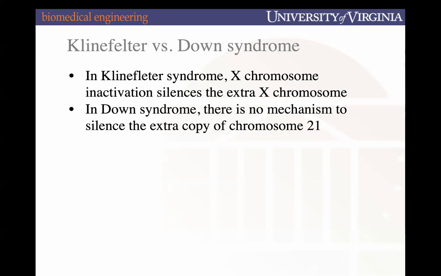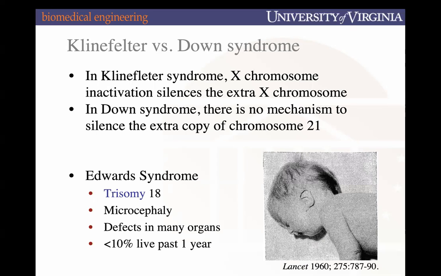But for other chromosomal disorders where there are extra copies, other aneuploidy disorders, there is no mechanism to deal with them. And so another example is Edwards syndrome, also called trisomy 18. It's 3 copies of chromosome 18. And it symptomatically characterizes newborns with microcephaly, smaller heads, defects in many organs, and usually less than 10% of them live past a year old. And so typically, aneuploidy disorders that are not X-linked can be quite deadly.